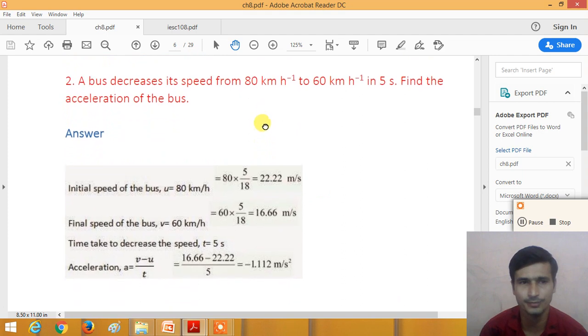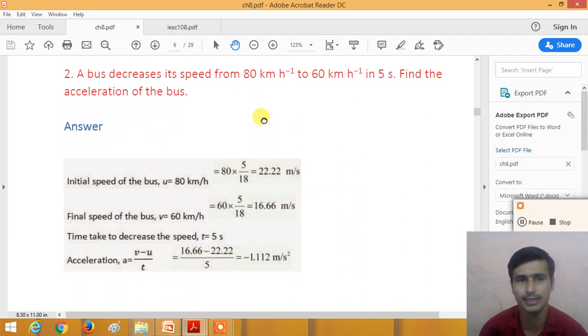Now question number 2 is an example type question. We already discussed the example in the previous video. A bus decreases its speed from 80 kilometer per hour to 60 kilometer per hour in 5 seconds. So the speed of the bus decreases from 80 kilometer per hour to 60 kilometer per hour in 5 seconds. Find the acceleration of the bus.